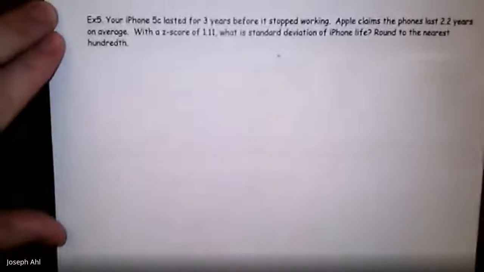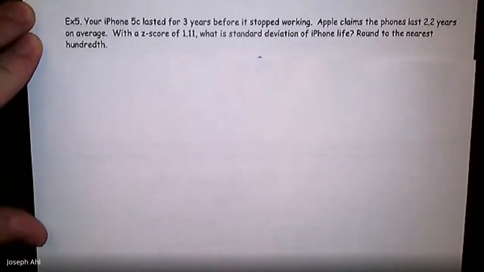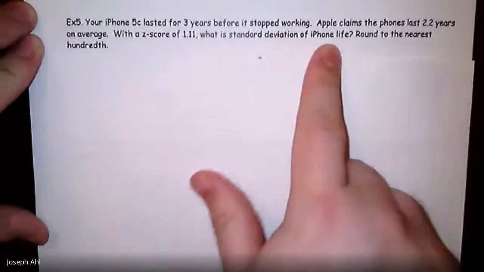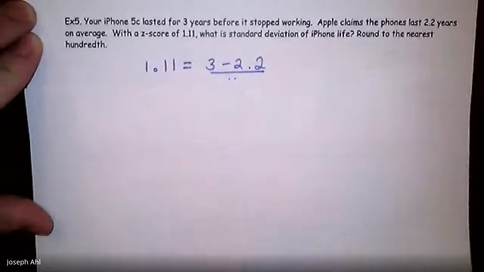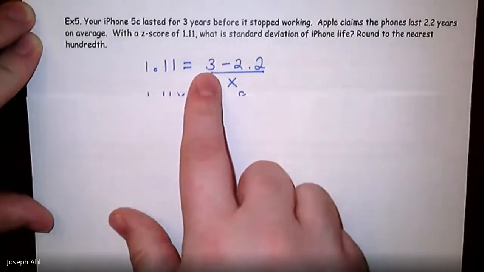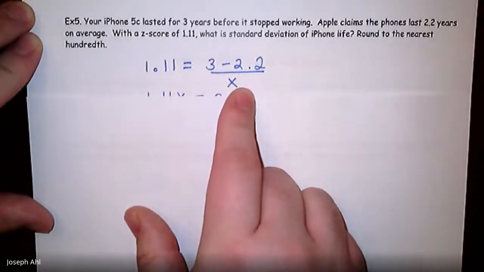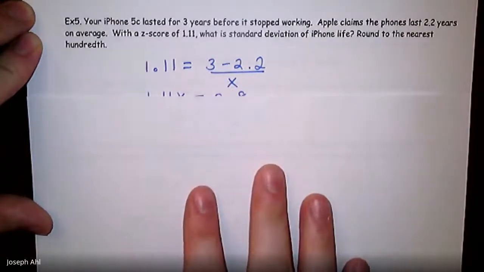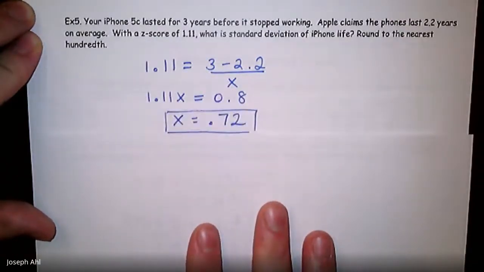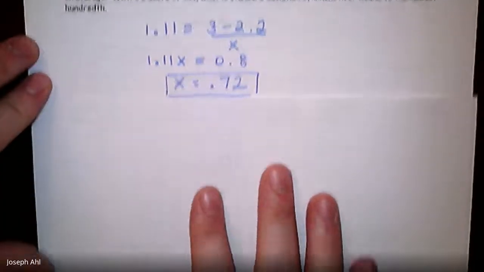But using that z-score formula, this is again in example 5, another one where you're given the z-score. You're going to be solving for the standard deviation, which is the value in the denominator. Okay, so the observed was 3 minus the average over the standard deviation. Okay, cross multiply, solve from there. Number 5, the standard deviation is 0.72.